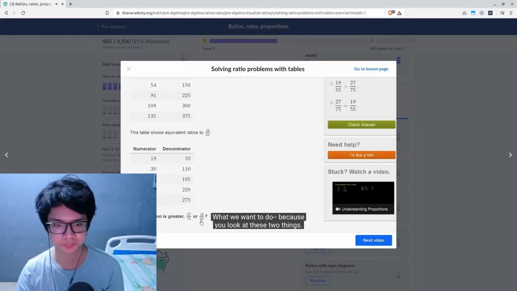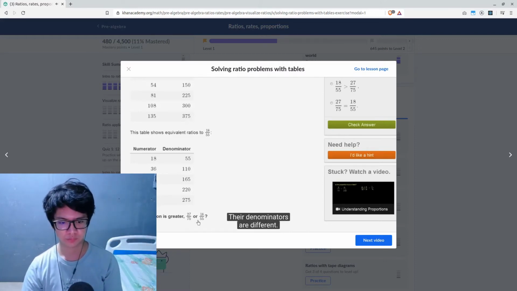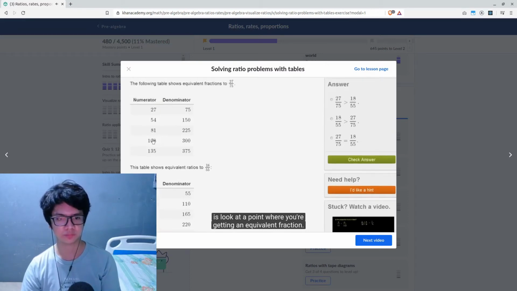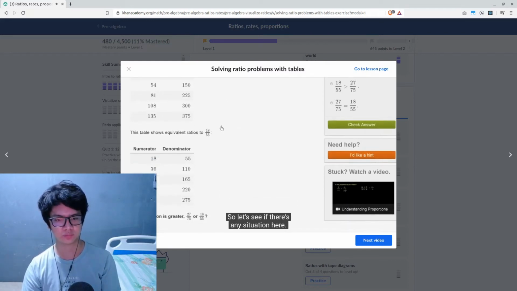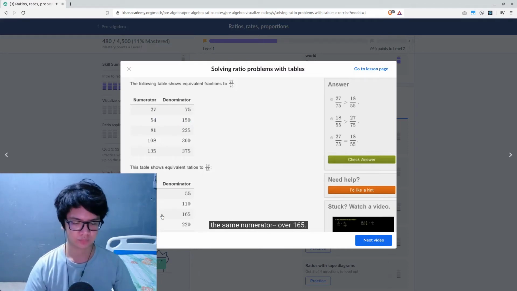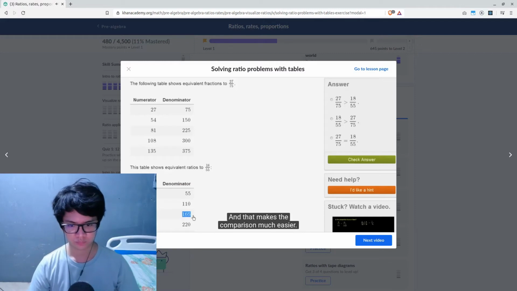So this is an interesting thing. What we want to do, because you look at these two things and you're like, well, I don't know, their denominators are different. How do I compare them? The best way that I can think of comparing them is look at a point where you're getting an equivalent fraction, and either the numerators are going to be the same or the denominators are going to be the same. So let's see if there's any situation here. You have the situation 54. Where we see 27/75 is 54 over 150. And over here we see that 18/55 is 54, and this 54 jumped out at me because it's the same numerator, over 165. And that makes the comparison much easier.